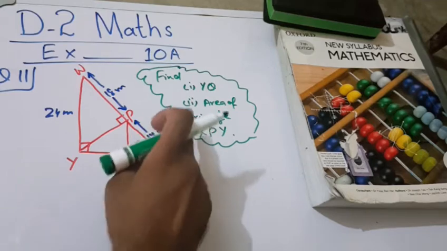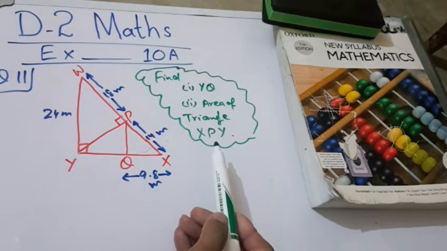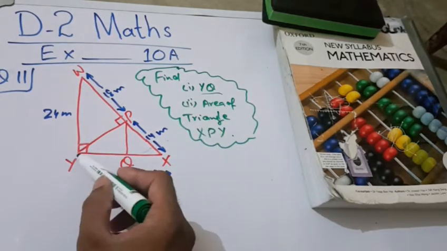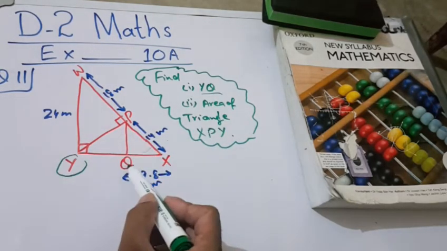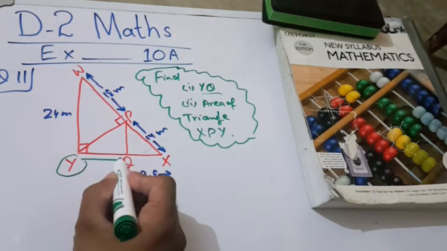This is Mathematics D2, exercise 10A, question number 11, and the topic is Pythagoras theorem. In this triangle, we have to find YQ and the area of triangle XPY. Where is Y and Q? Here is Y and here is Q. That means we want to find this much length.